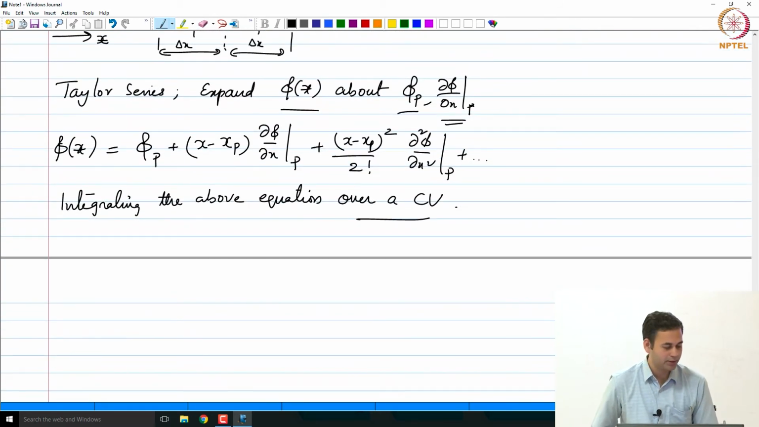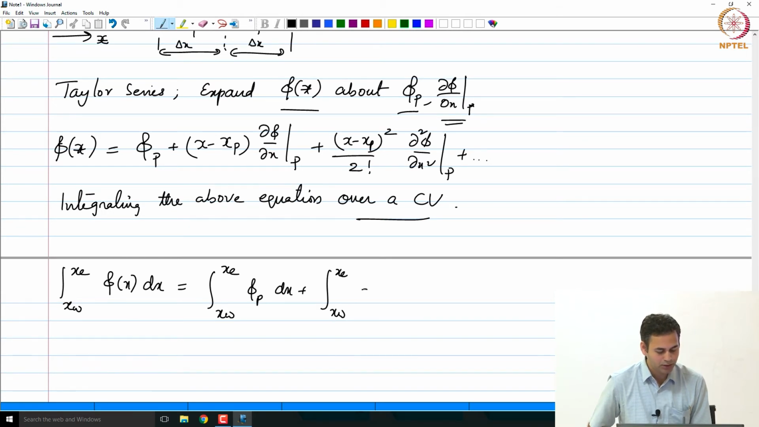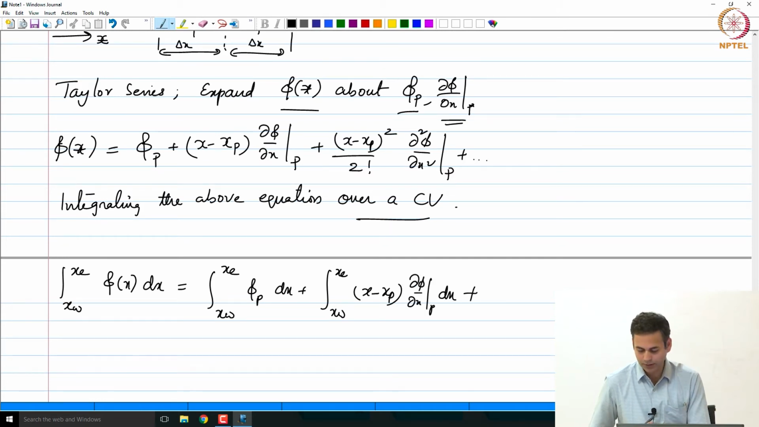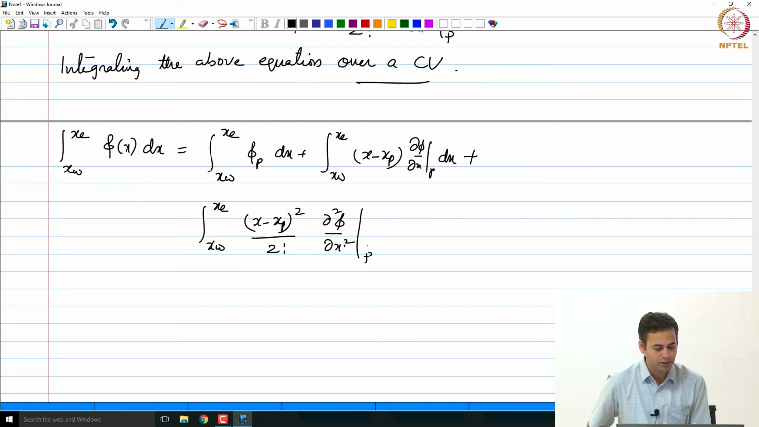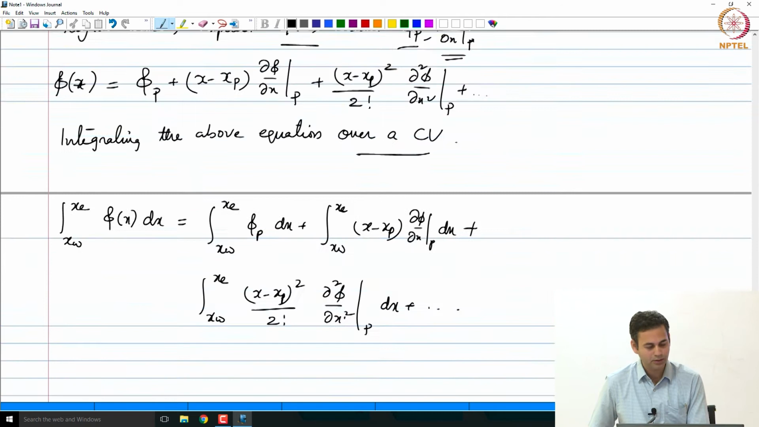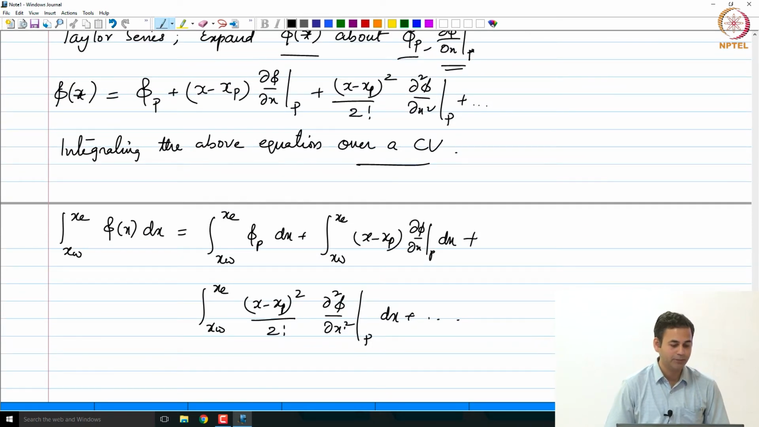That means, what would be our x extents? Integral x west to x east phi of x dx equals, on the right hand side, integration x west to x east phi p dx, plus integral x west to x east (x minus x p) partial phi partial x at p dx, plus integral x west to x east (x minus x p) square by 2 factorial partial square phi by partial x square at p dx, and so on. That is what we have. We have just integrated the Taylor series about the control volume.